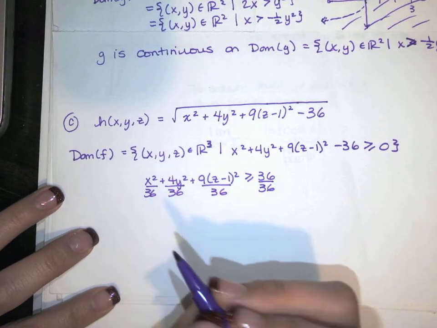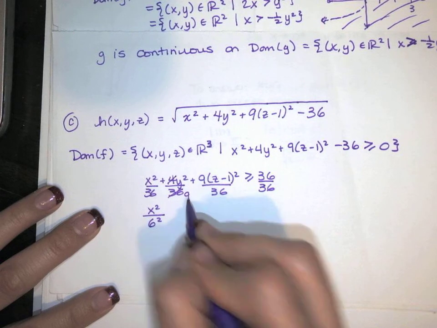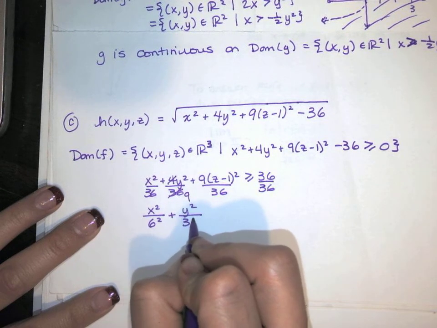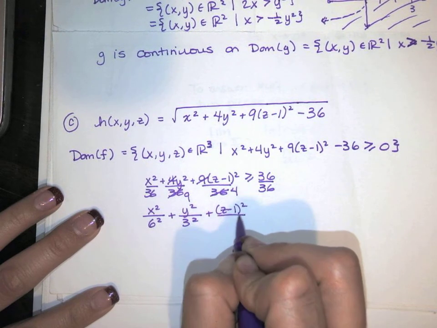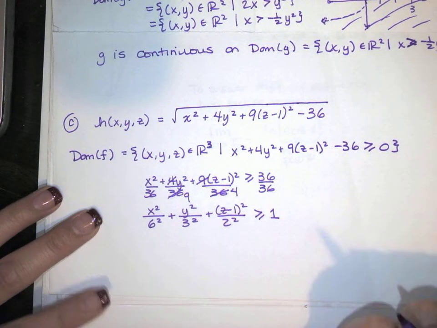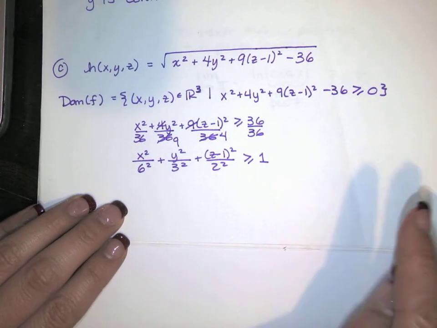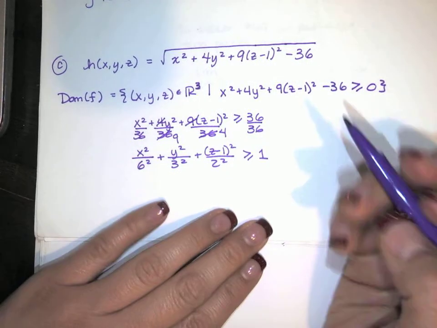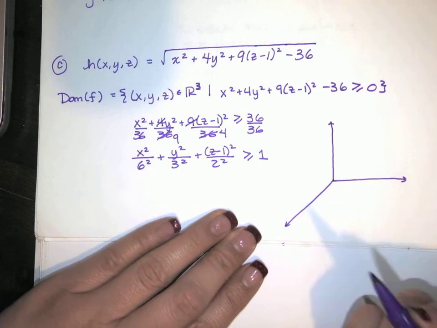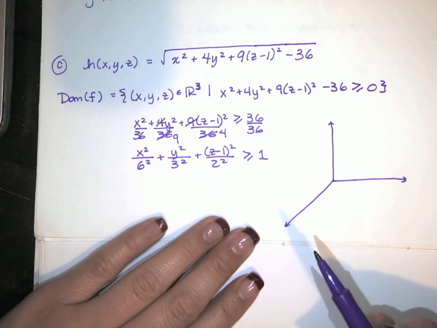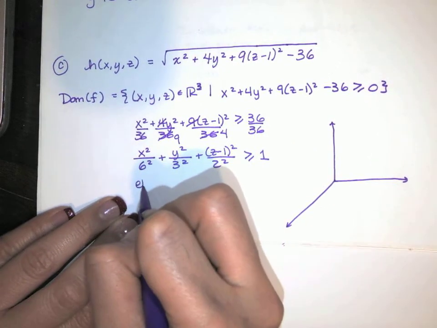All right, and so this simplifies. We get x squared over 36, which is 6 squared. 4 goes into 36 9 times, so we've got y squared over 3 squared. 9 goes into 36 4 times, so you've got z minus 1 squared over 2 squared. That's greater than or equal to 1. Ooh, that's interesting. The domain of this is a set of points, and the boundary of that domain is when this equals 1. So that's going to equal 1. Well, that's going to be an ellipsoid.